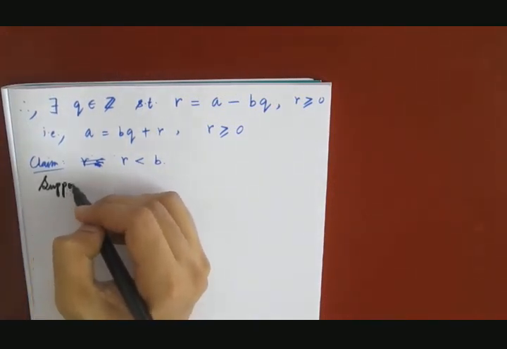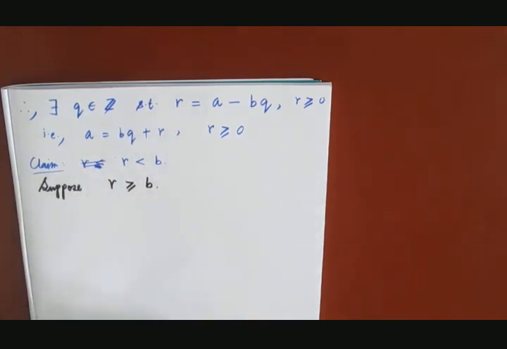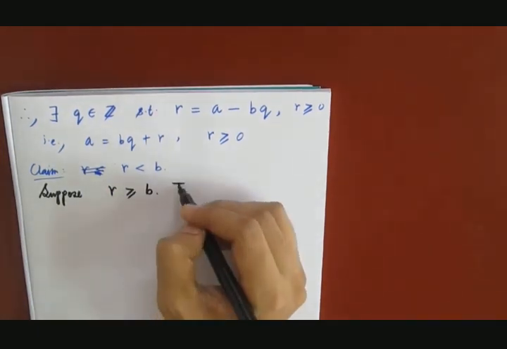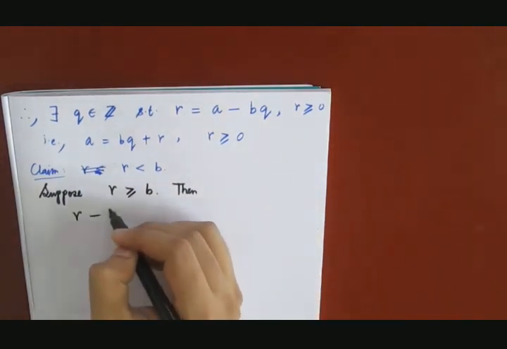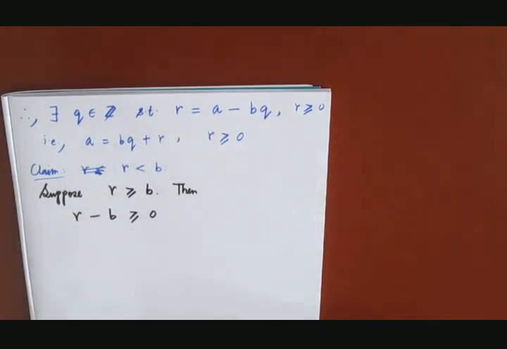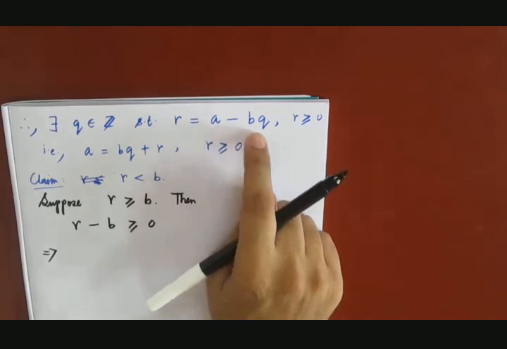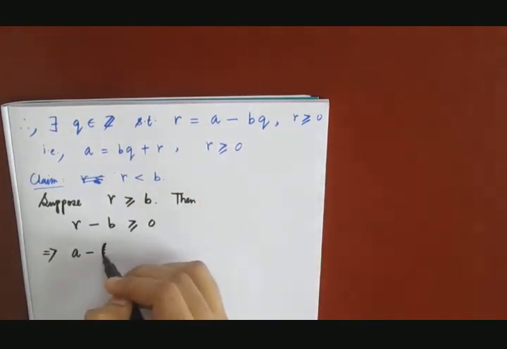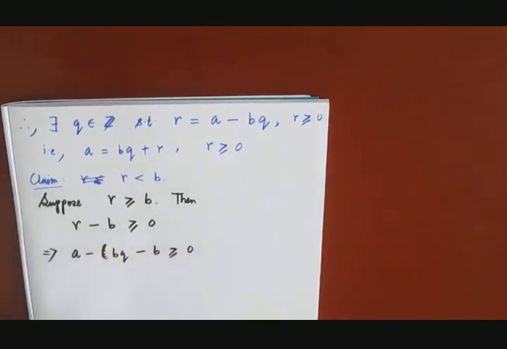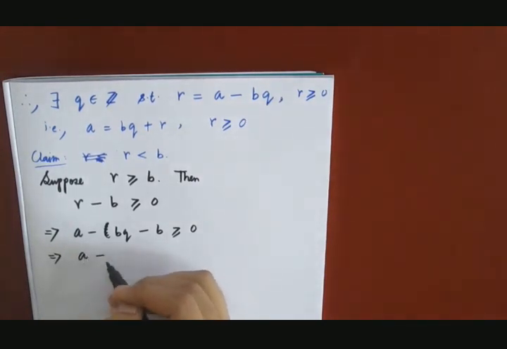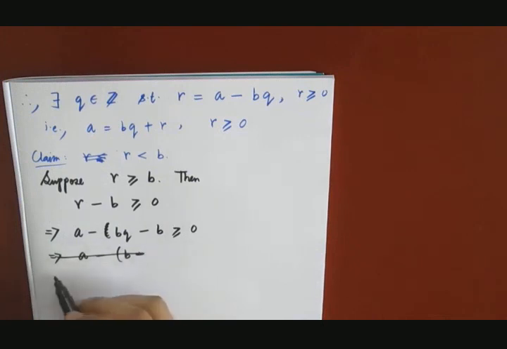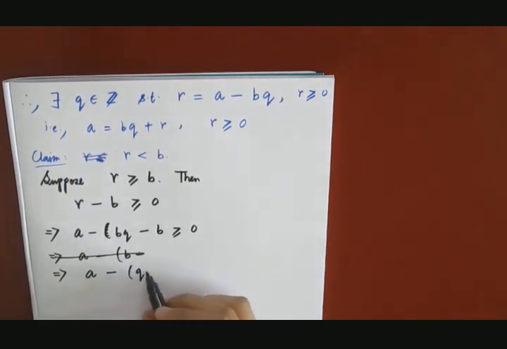Suppose R is greater or equal to B, right? We have to prove that R is less than B, but I am assuming that R is either greater or equal to B. Then definitely R minus B is greater or equal to 0. Just taking B on the left, R minus B is greater or equal to 0, right? Now in place of R, what is the value of R? A minus BQ. So A minus BQ minus B is greater or equal to 0. So A minus, just taking minus B common, A minus (Q plus 1) times B is greater or equal to 0. Clear till here?